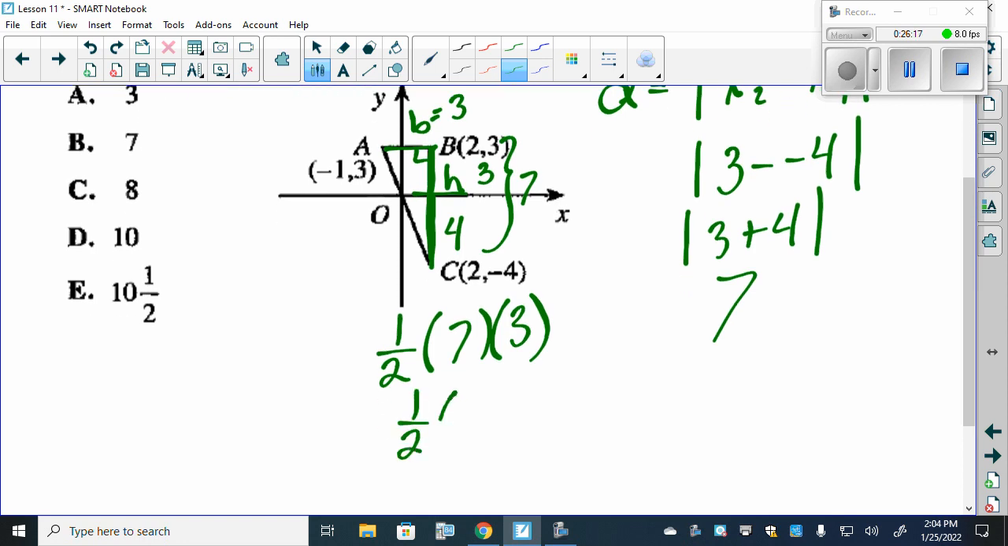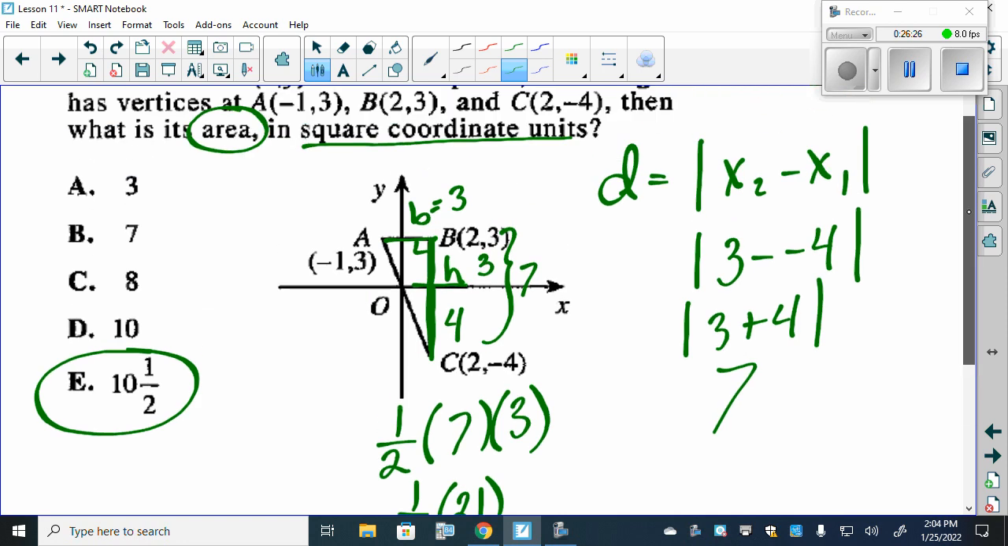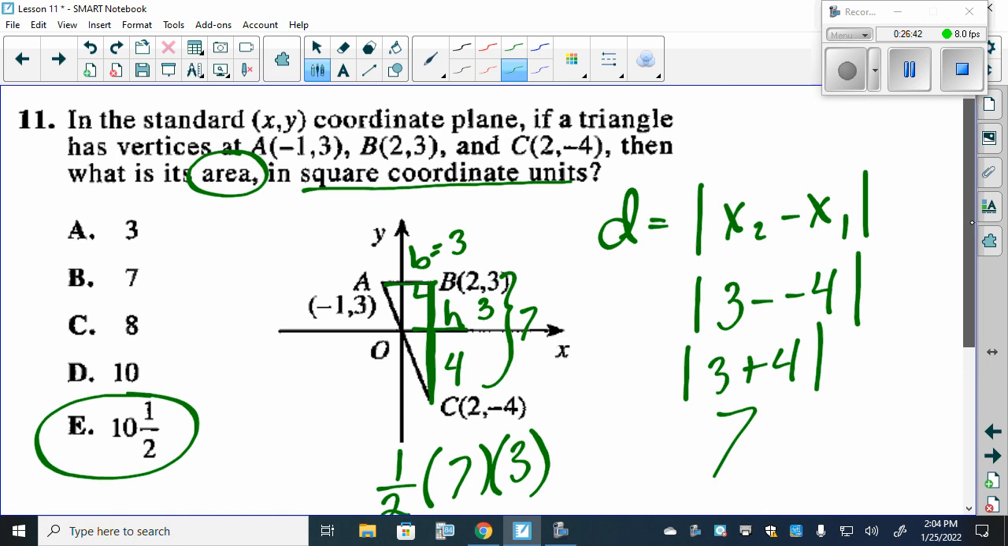Well, 7 times 3 is 21. And half of 21 is 10.5. Well, only one of them is 10.5. Only one of them actually has a fraction. Any other questions on these here? Hey, they might just look at it and say, all right. So the rest of these are for bonus points.